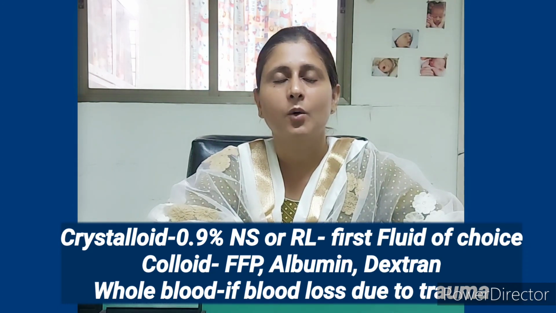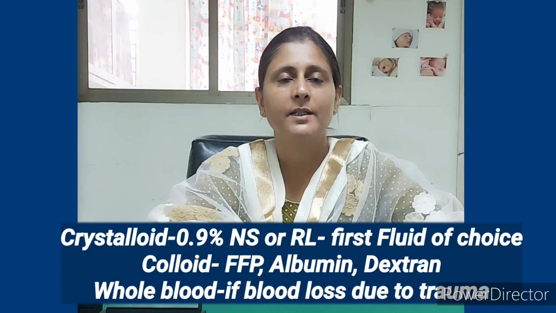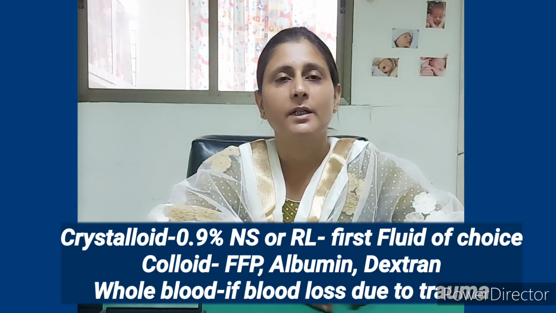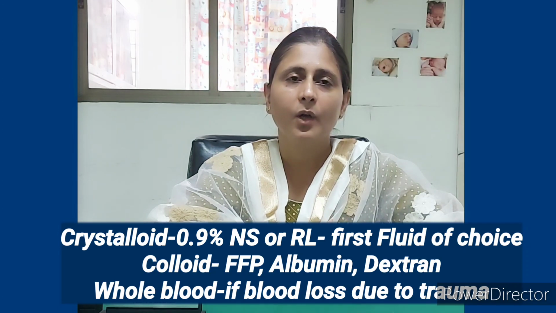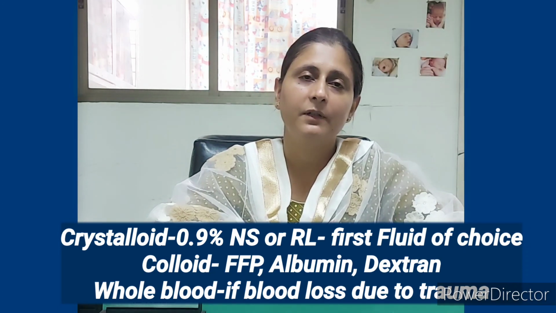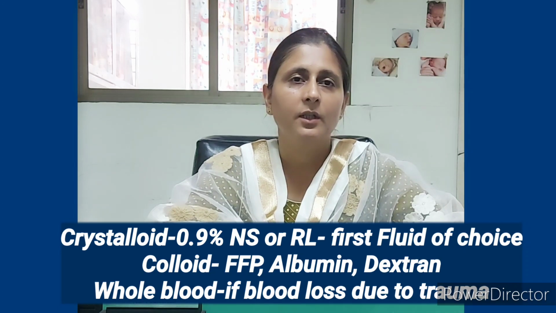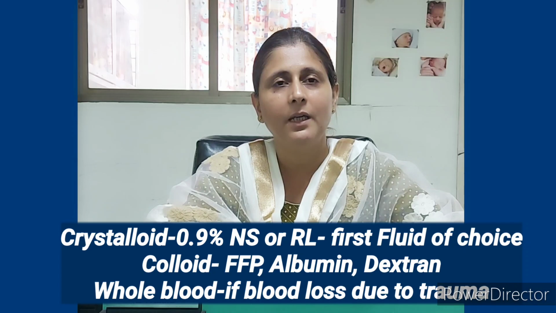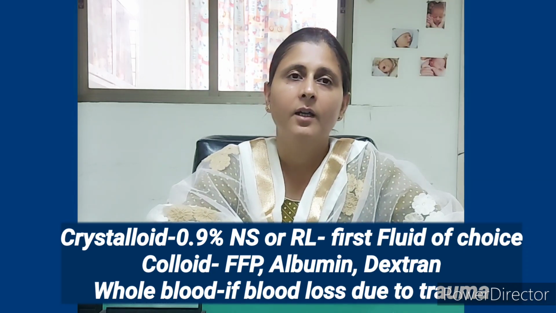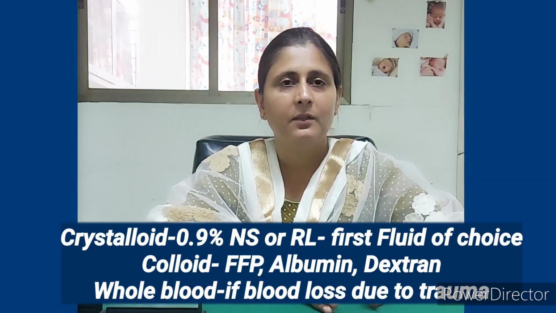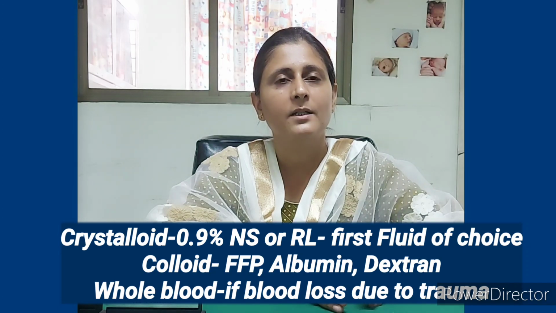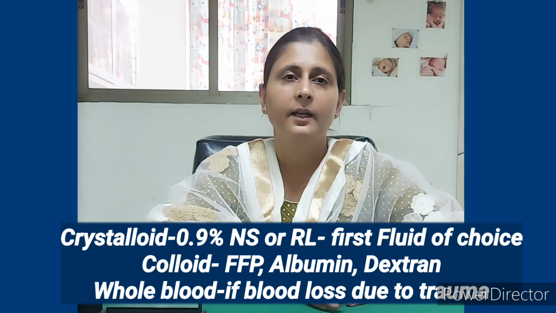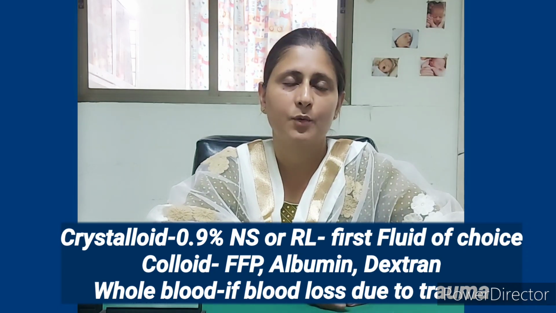The fluid of choice for fluid therapy is crystalloid, 0.9% normal saline or Ringer lactate. Another fluid is colloid, which we prefer whenever the patient has dengue shock syndrome, third space loss, burns, or acute liver failure with shock. In this condition we prefer the colloid. In colloids we can give FFP, albumin, dextran, but it is not easily available. So the fluid of choice will remain 0.9% normal saline or Ringer lactate. Ringer lactate we prefer in a malnourished baby.